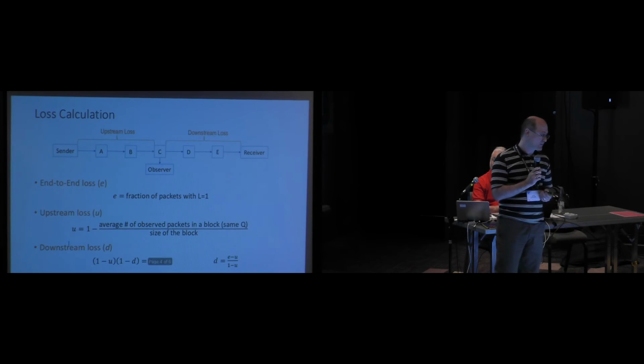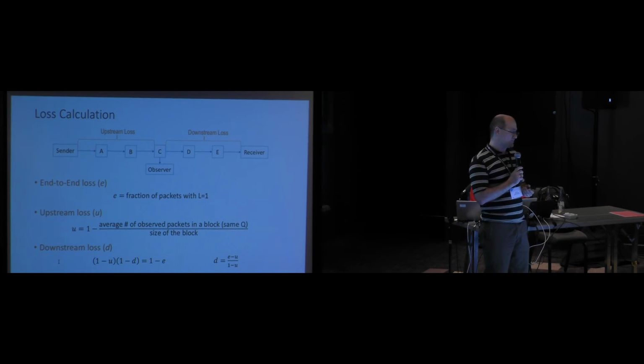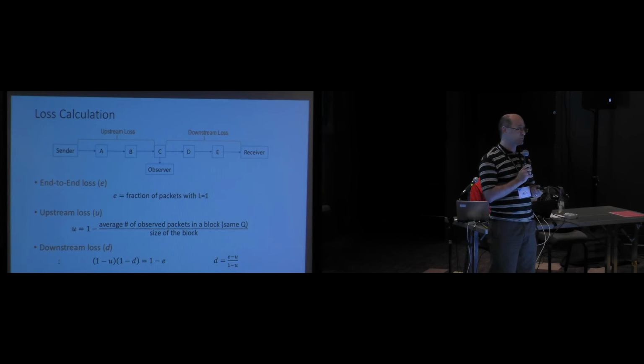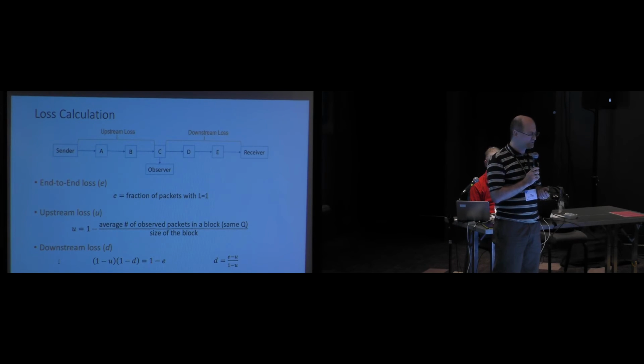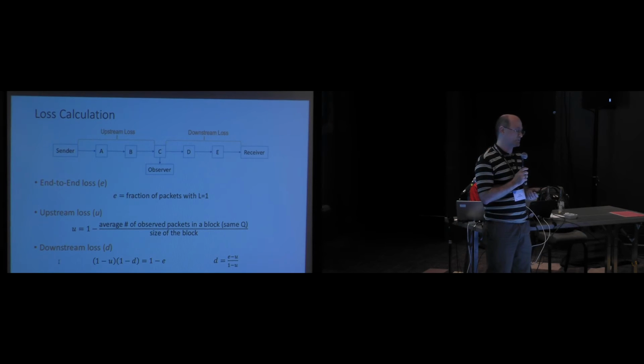How is it useful? End-to-end loss is pretty simple. It's just the fraction of packets with L equals 1 that the observer observed. Upstream loss is basically how many packets with a particular Q value are missing from a block. Once you have end-to-end and upstream loss, you can figure out the downstream loss.